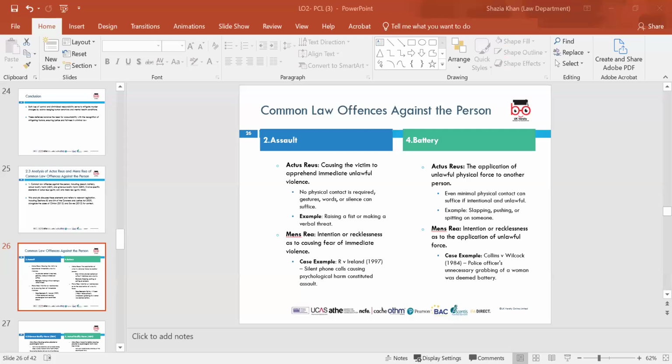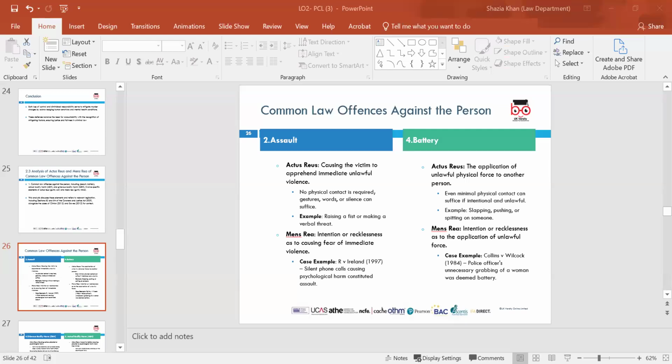Battery is the unlawful application of force to another person without their consent or other legal justification. It can include any infringement of personal autonomy, even if the contact is slight. Cases of battery can include instances in which a person is pushed, slapped, or even spat at.